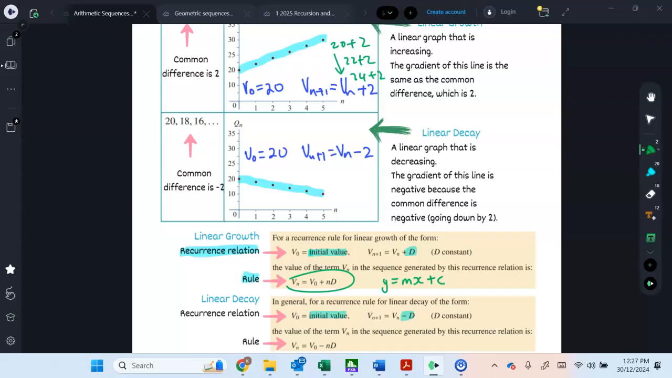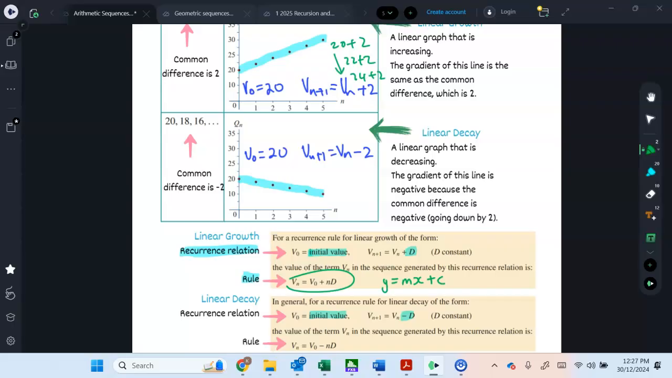But it doesn't look like that. You're like, why are we introducing more letters? Why can't we just stick with y equals mx plus c? Why have we got Vn equals V0 plus nd? I just don't get it. In maths, unfortunately, they like to complicate things. And when we do statistics, you're going to end up seeing y equals a plus bx, I think it is, off the top of my head. It just changes, but it's still a linear equation.